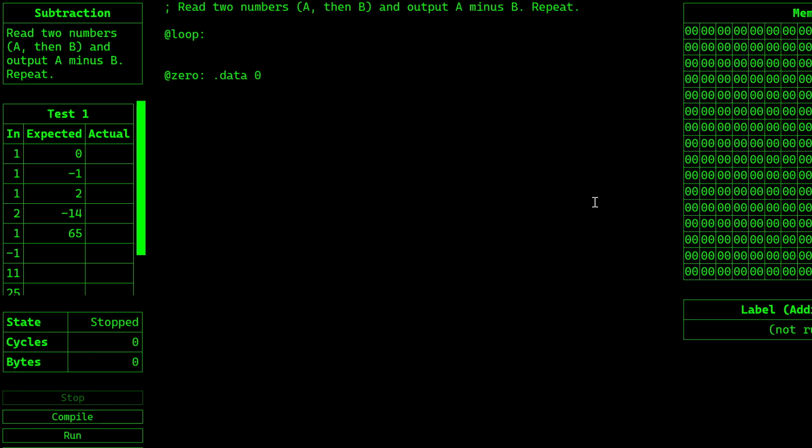A minus B. So we need to let's just start them both as 0. That's probably helpful somehow. Subleq from into A from in. Subleq.